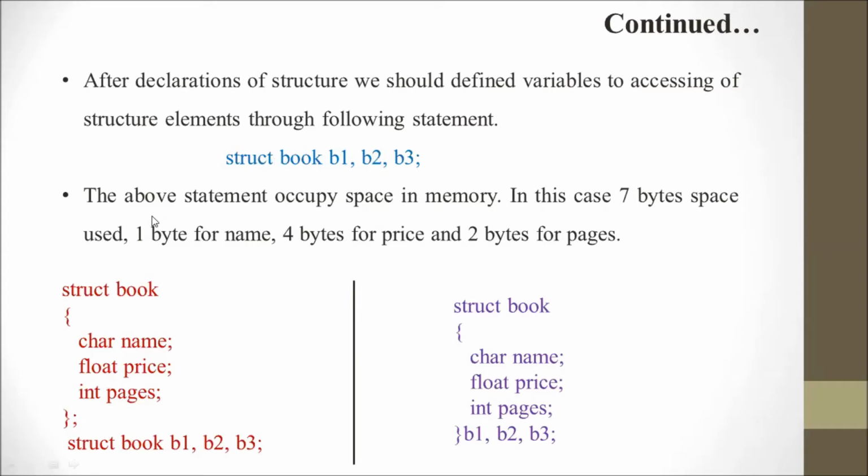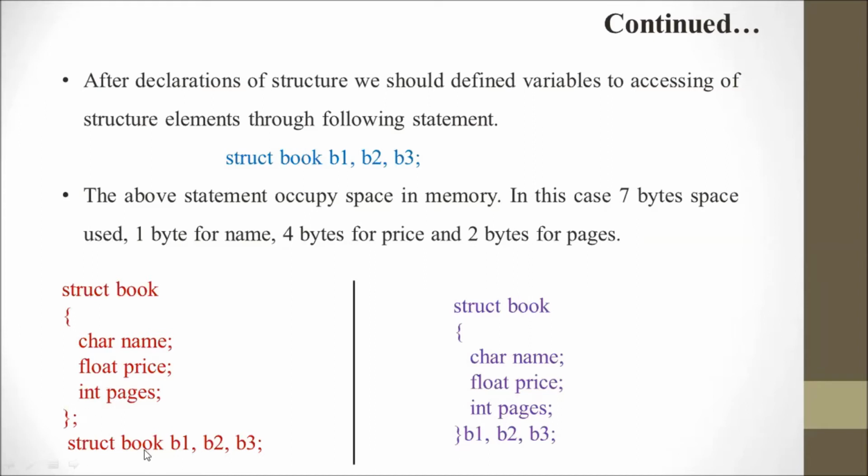The above statement occupies space in memory. In this case, 7 bytes of space are used. The structure uses 7 bytes because 1 byte for name, 4 bytes for price, and 2 bytes for pages, since a 1-byte character takes 1 byte. So here we understand this is the structure.